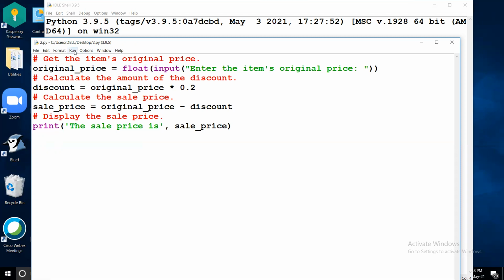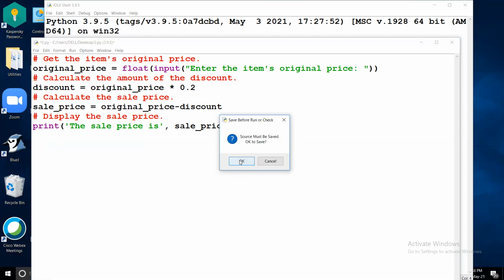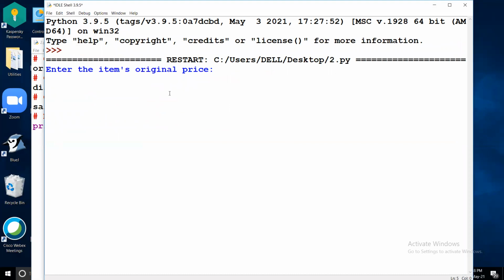Now let us run this. To run, you can click on this run and then run module, or you can directly press F5 on your computer. Okay. So it is asking now, enter the item's original price.